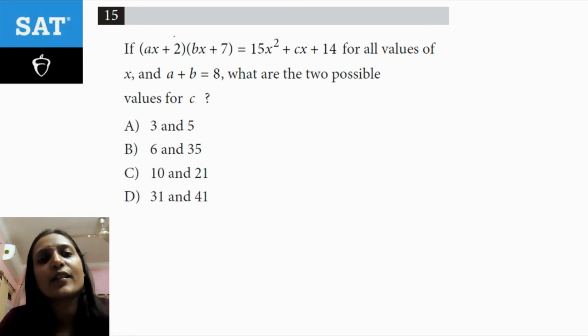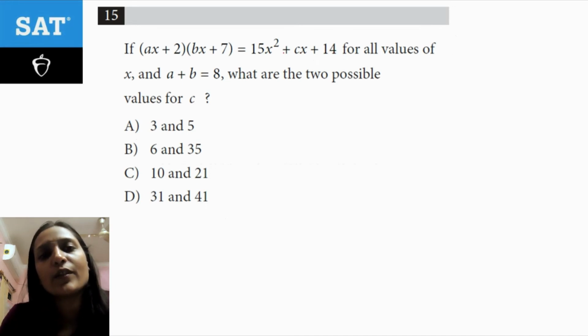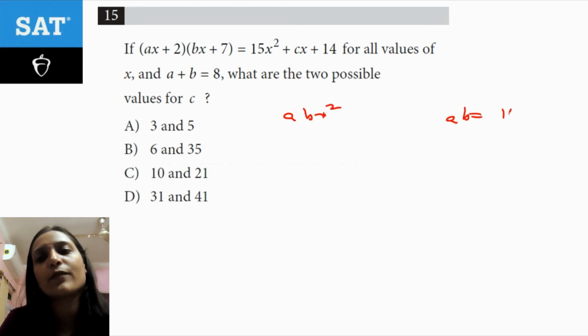The next question is ax plus 2 into bx plus 7 is equal to 15x squared plus cx plus 14. Then what are all the possible values of c for which a plus b is 8? So if I cross multiply this, I'm going to get abx squared, which means ab should be equal to 15. And the second hint that we have is a plus b should be equal to 8.